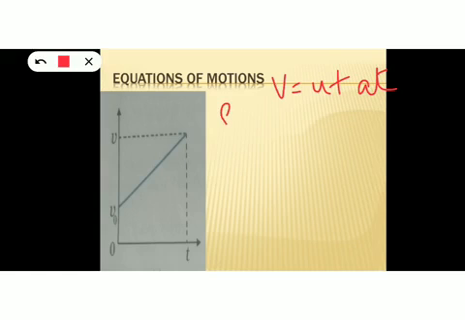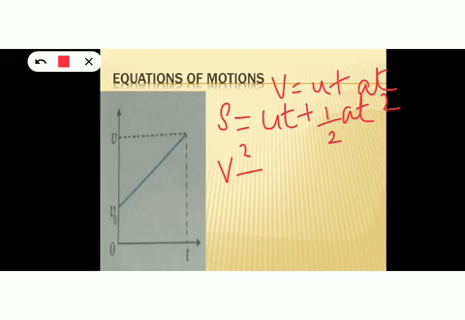And the second equation of motion is S is equal to ut plus half at square. This equation gives us the relation between position and time, so this is known as the position-time relation. The third equation of motion is v square minus u square is equal to 2as. This gives us the relation between velocity and position, so this relation is also known as the position-velocity relationship.